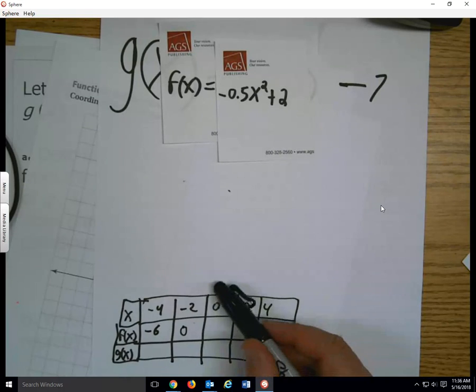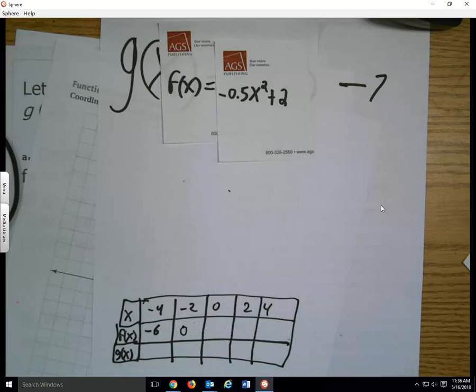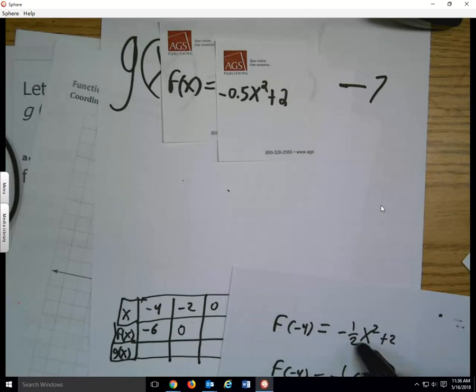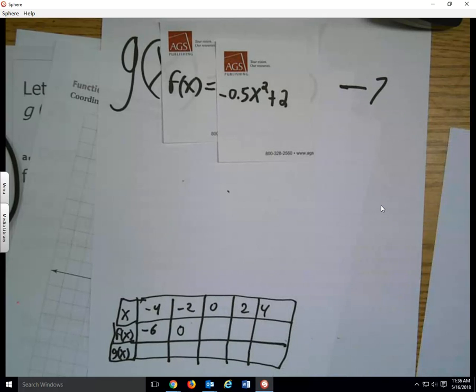If we substitute in a 0, what would we get? Again, it's just going to be 0 squared is 0, 0 times 0 is 0, and you have a positive 2, so it'll be plus 2.